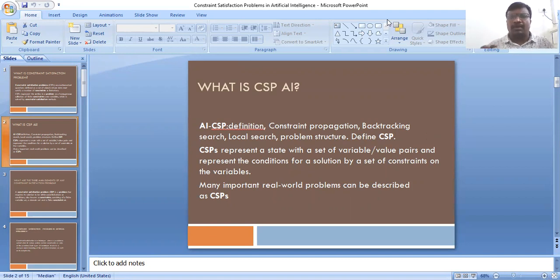A constraint satisfaction problem represents the state. CSP represents the state with a set of variable and value pairs, and represents the conditions for a solution by a set of constraints on the variables. Many important real world problems can be described as constraint satisfaction problems.